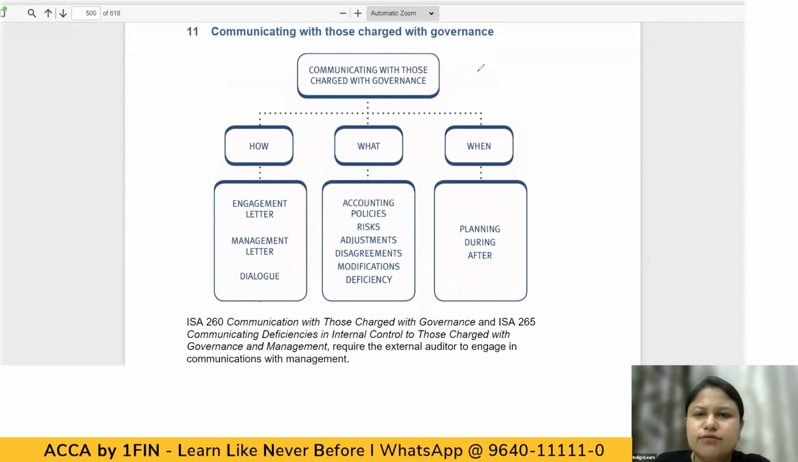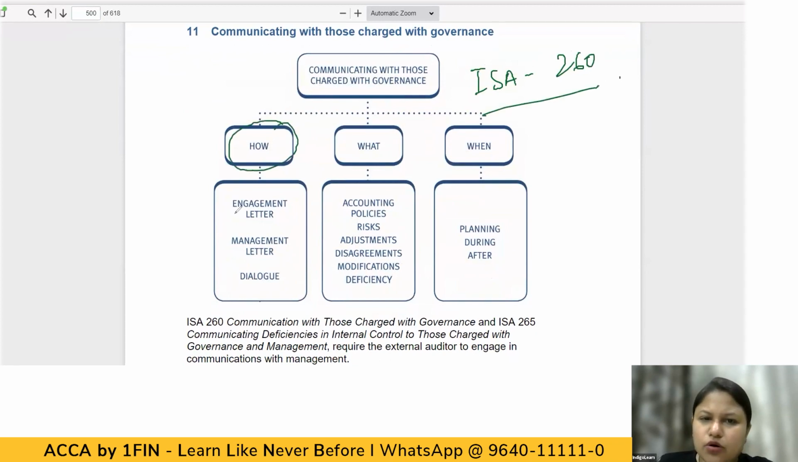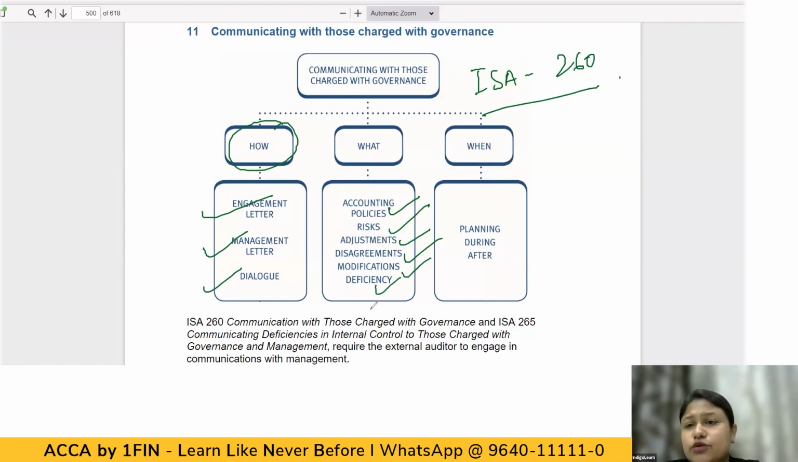Now, communicating with TCWG is going to be ISA 260. How? Obviously, the engagement letter we communicate. Management letters also we discuss; through management letters we give the deficiencies of the internal control. Correct? Then dialogue is the oral communication that we have with the TCWG. We communicate about the accounting policies, any risks, any adjustments which the auditor wants to make, any disagreements with what they have reported, any modifications that you want to make to your audit report, and any deficiency that you see in the internal control; that also you discuss with the TCWG.